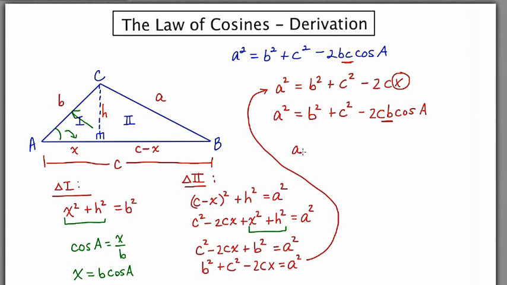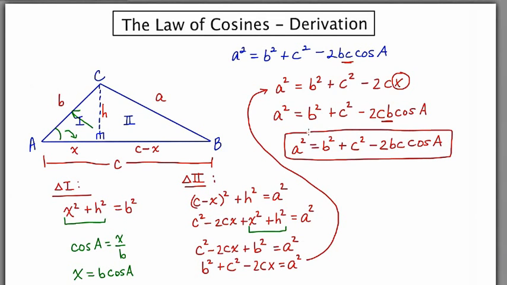Multiplication is commutative, so the order doesn't matter. As an example, we could say 4 times 5 is the same as 5 times 4. It just doesn't matter. So I'm going to switch this around, and instead of saying cb, I'm going to say bc. And if we do that, we get exactly what we started with. So here's the derivation for the law of cosines.